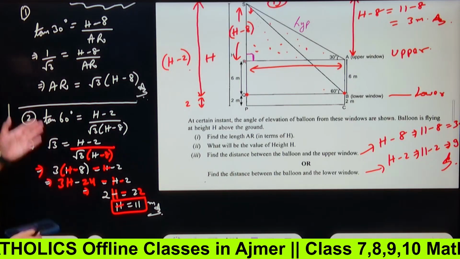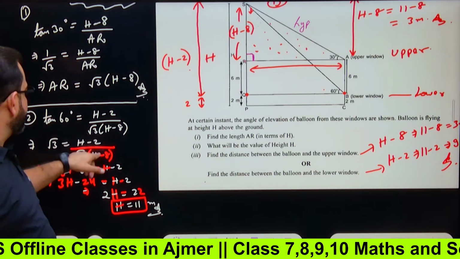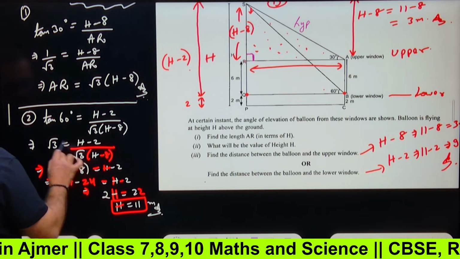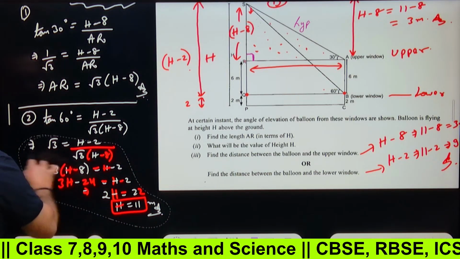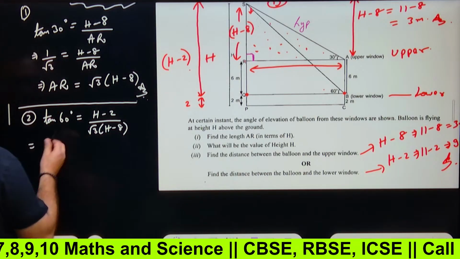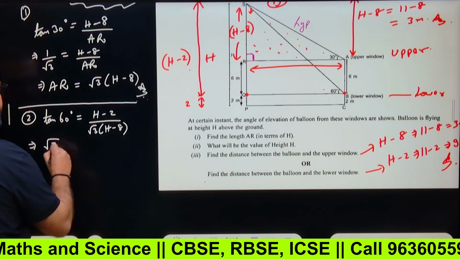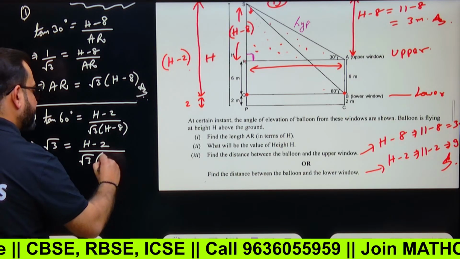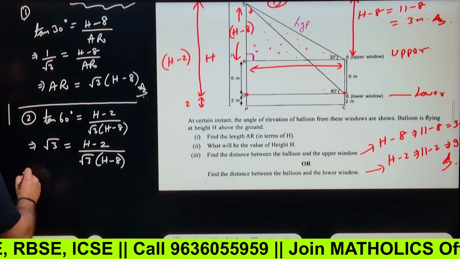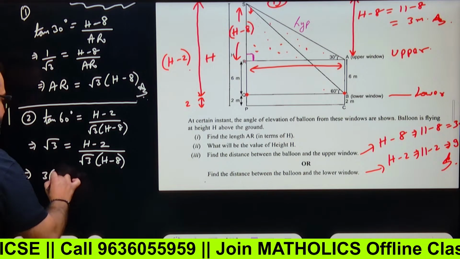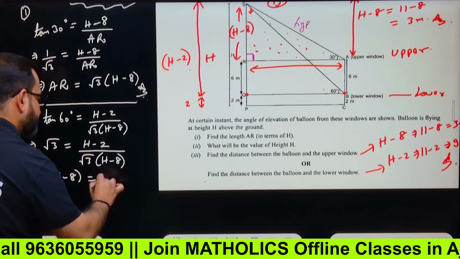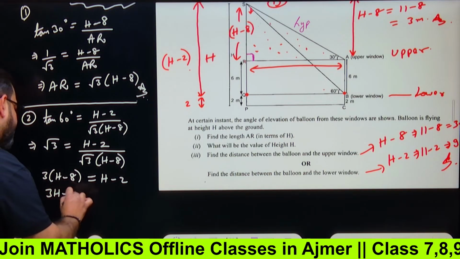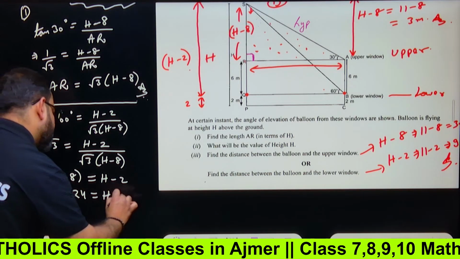So tan 60 is root 3. Root 3 equals H minus 2 upon root 3 into H minus 8. Cross multiply them. So root 3 into root 3 is 3, times bracket H minus 8, equals H minus 2. So it is 3H minus 24, since 3 times 8 is 24, equals H minus 2.